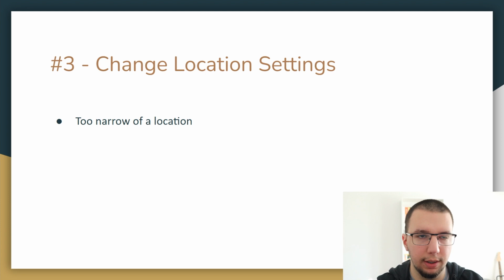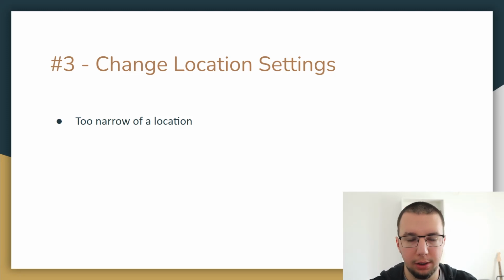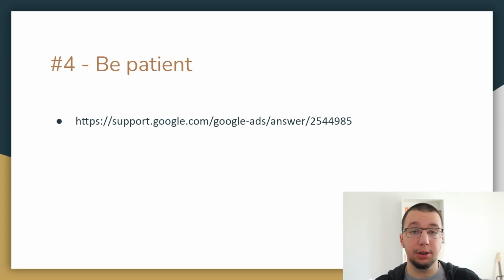Now the next thing you can do is to change location settings. So I think this one is pretty self-explanatory. If you're running ads on a really small location, so for example, if you're a local business and you added a radius around your shop to run ads for, you may want to make that radius bigger, because there's just not enough people to consistently get impressions, clicks, and leads. So the next thing is to be patient.